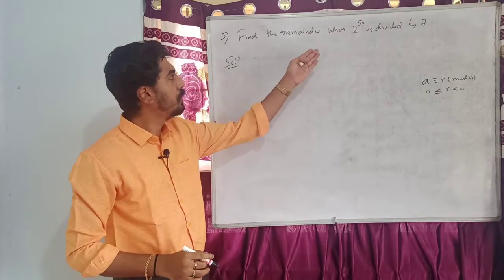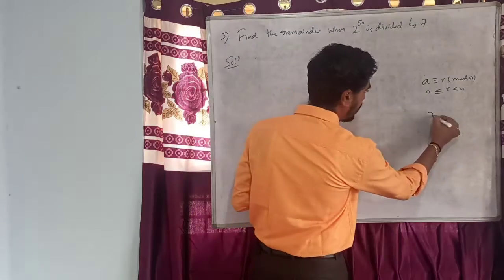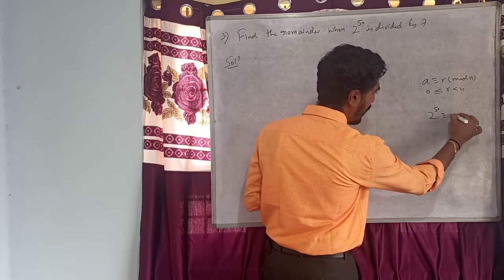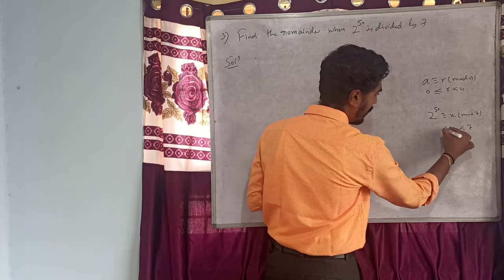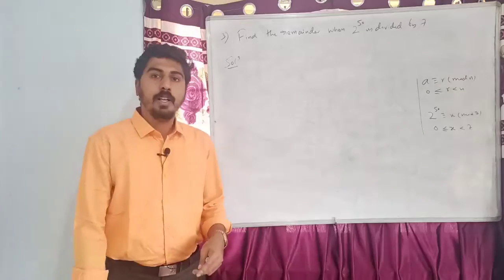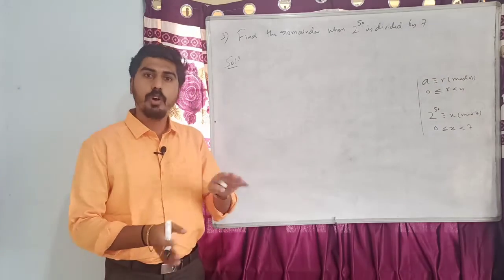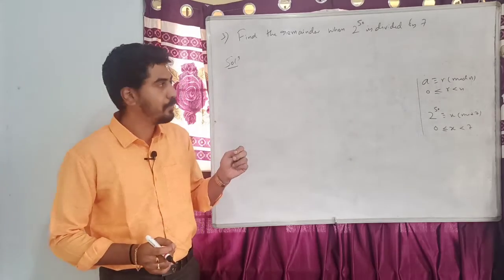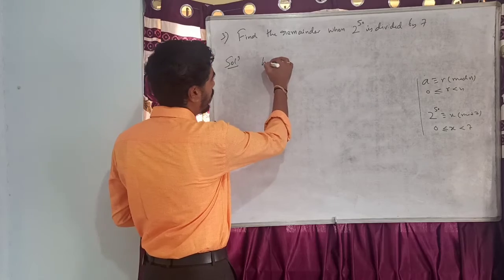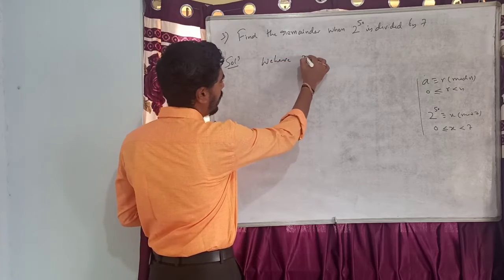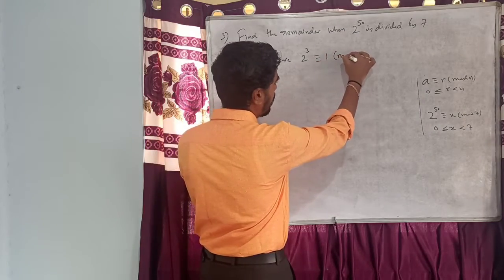So here, to find out the remainder when 2 power 50 is divided by 7, we need to find out an x such that 2 power 50 is congruent to x modulo 7, where x is less than 7, greater than or equal to 0. First, let us start with the smaller power of 2, which is congruent to 1 or minus 1 modulo 7. By inspection, I can find that 2 cube, which is 8, is congruent to 1 modulo 7.